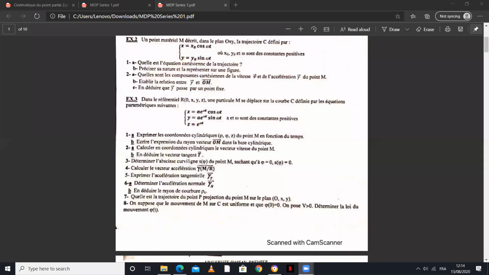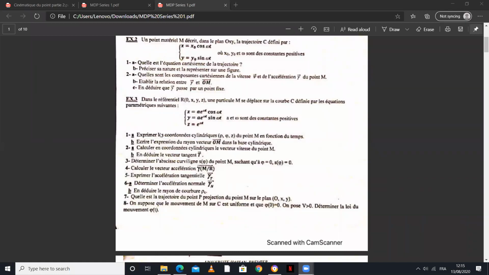So we have les équations paramétriques suivantes. On a x égale A exponentielle de oméga t cosinus oméga t, y égale A exponentielle de oméga t sinus oméga t, and z égale A exponentielle oméga t. A et omega sont des constantes positives. So you should notice A and omega are positive constants.